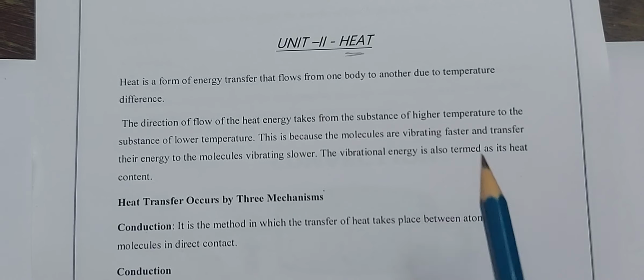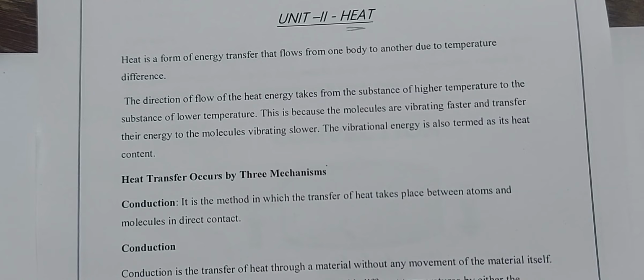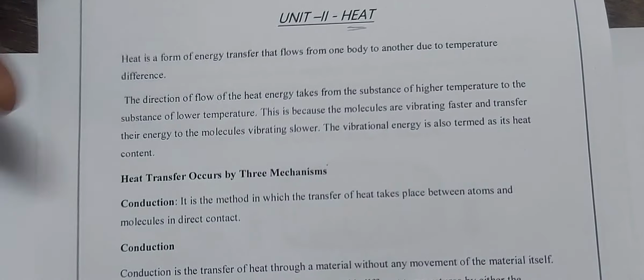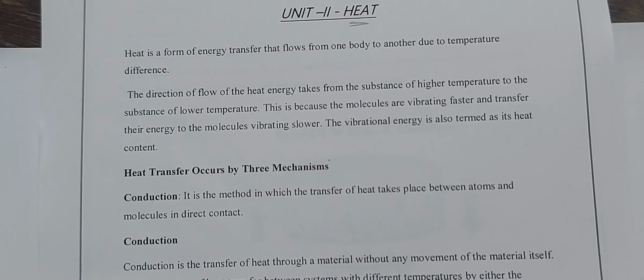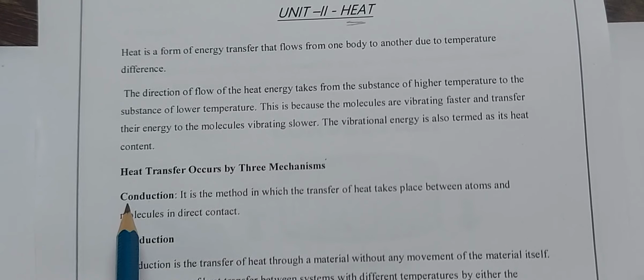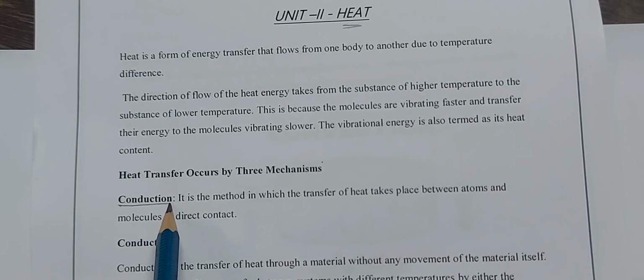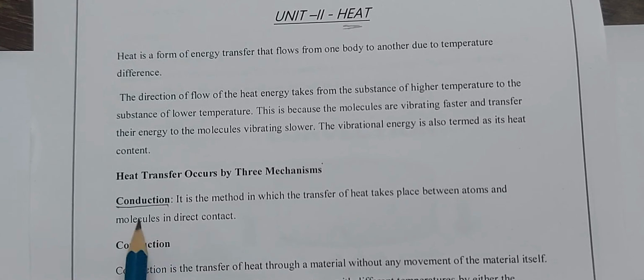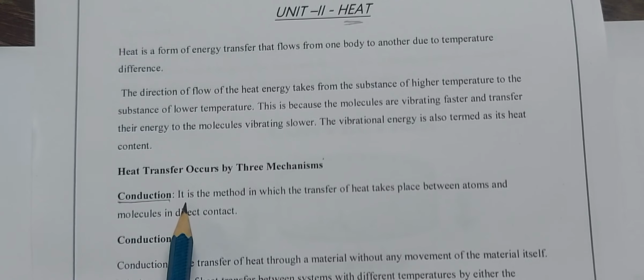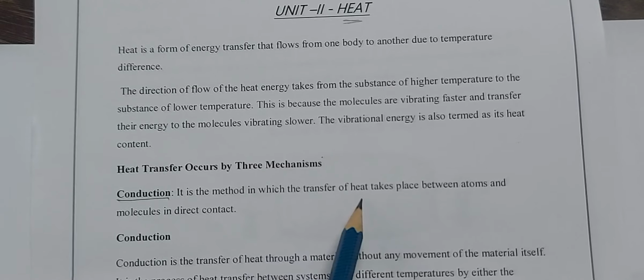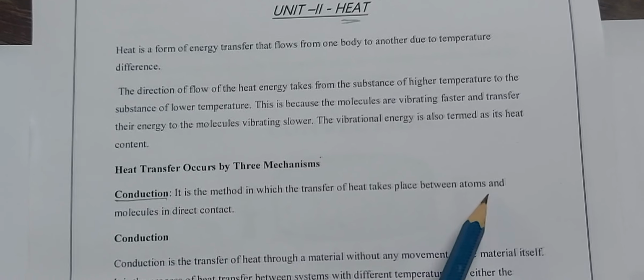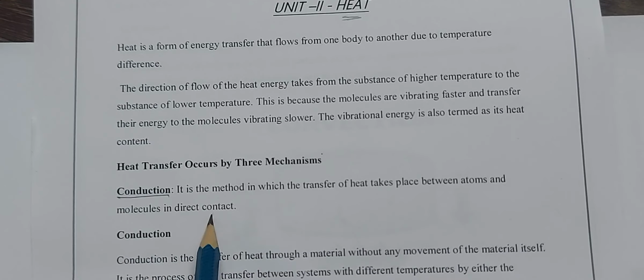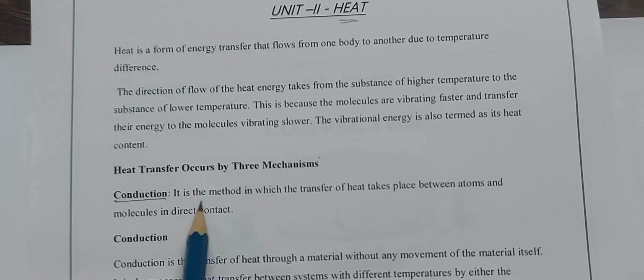So now in our syllabus, we are having transfer of heat. The transfer of heat can be made by three mechanisms: one is conduction, convection and radiation. First, let us see about conduction. Conduction is the method in which the transfer of heat takes place between atoms and molecules in direct contact. That is called conduction.